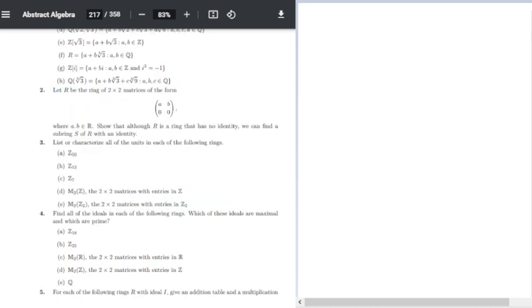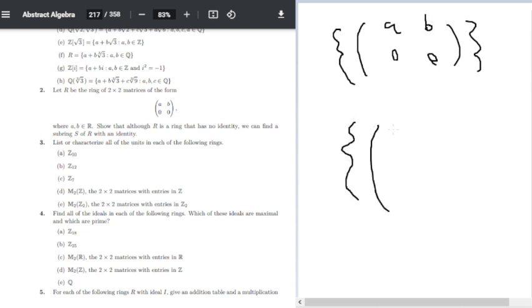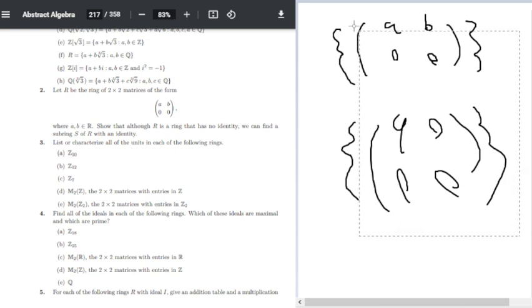So let R be a ring of 2 by 2 matrices of the form [a, b; 0, 0]. Show that although R is a ring that has no identity, we can find a subring S of R with identity. So this is a kind of funky one. We have [a, b; 0, 0], and we just have our subring of this be the set of all [a, 0; 0, 0], which clearly has identity. So we can find a subring of a ring with no identity that actually has identity, which is really weird.